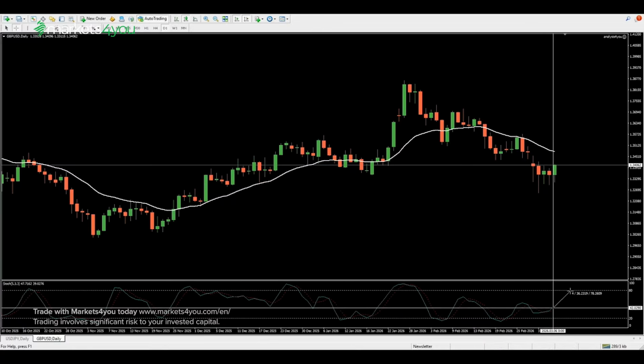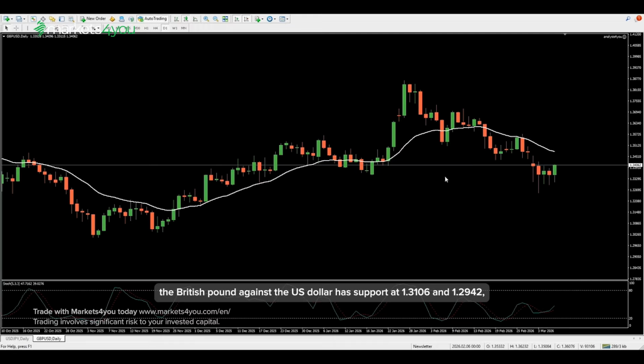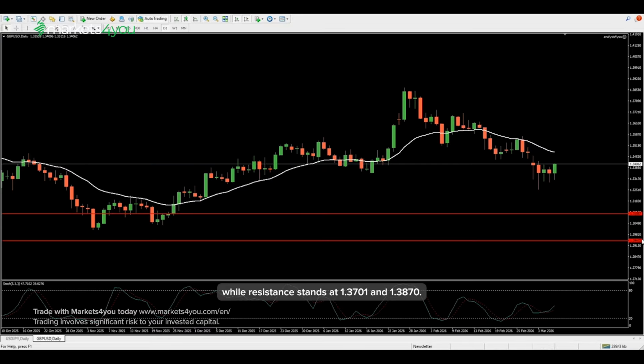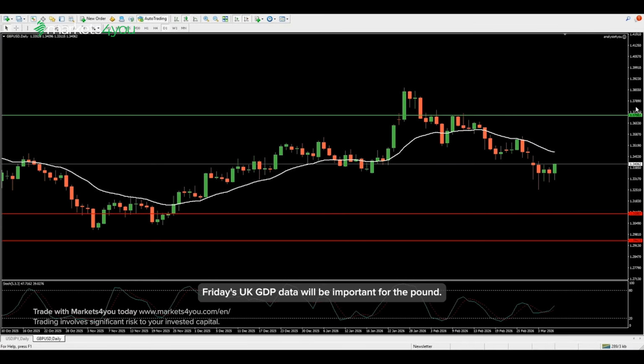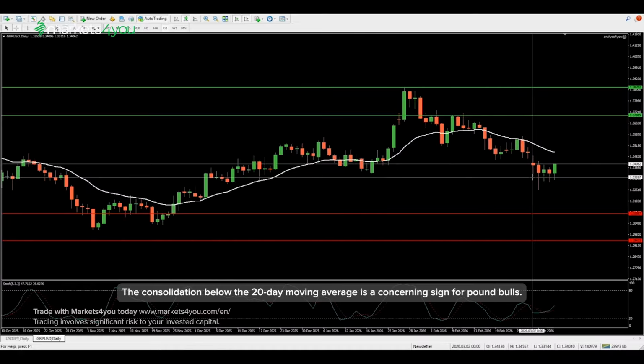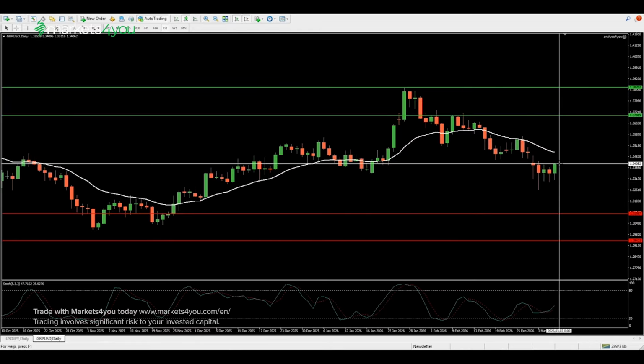Looking at key levels, the British pound against the US dollar has support at 1.3106 and 1.2942, while resistance stands at 1.3701 and 1.3870. Friday's UK GDP data will be important for the pound. The monthly GDP is expected to show growth of 0.1%, matching the previous reading. The consolidation below the 20-day moving average is a concerning sign for pound bulls.